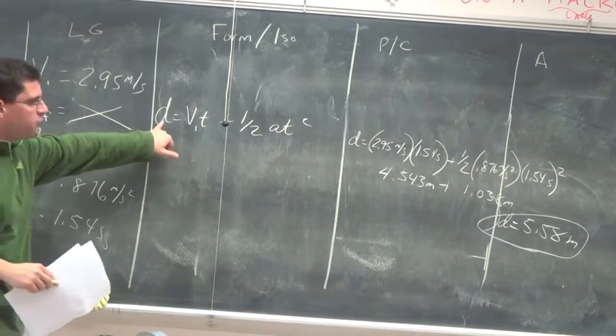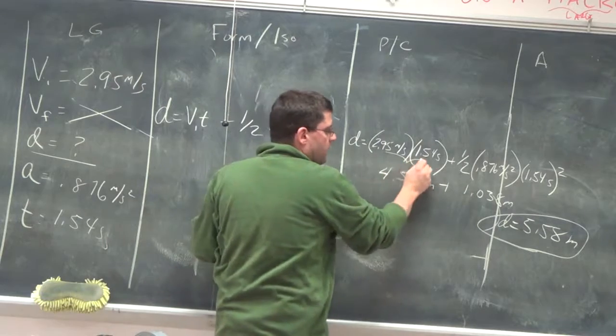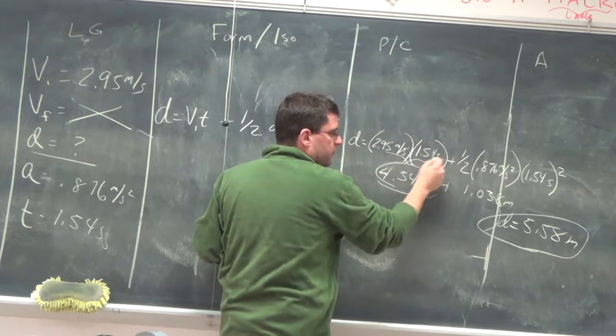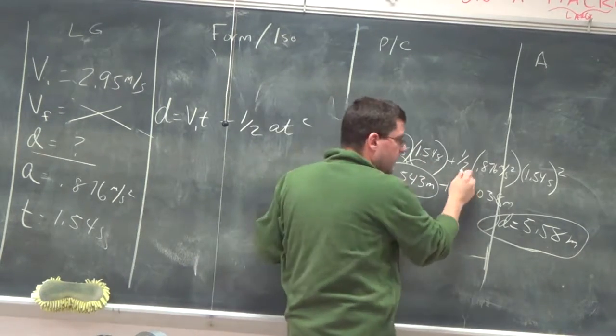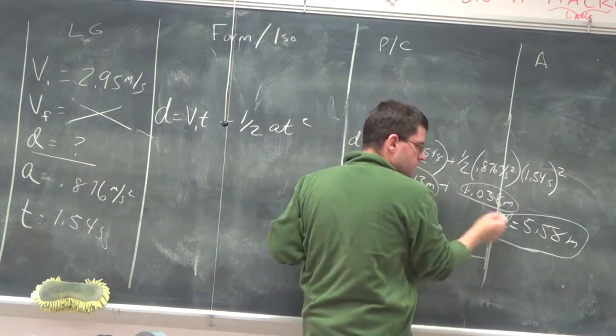So again, here you're solving for d. You plug in everything across. It's simple math. Multiply these two, you get this. Look at this, meters. These cancel out. Then half this, square this. There's that. Add them, there's that.